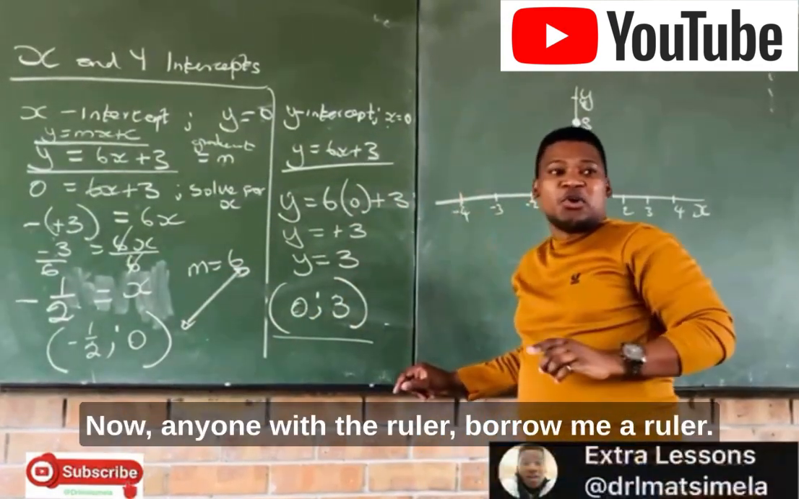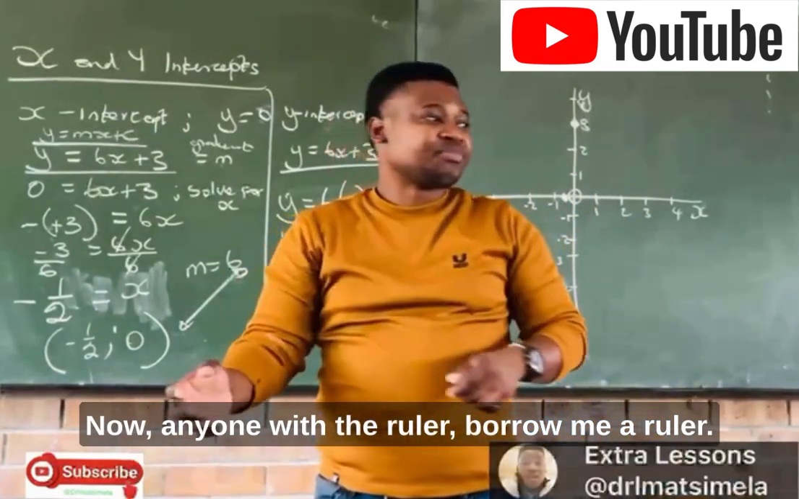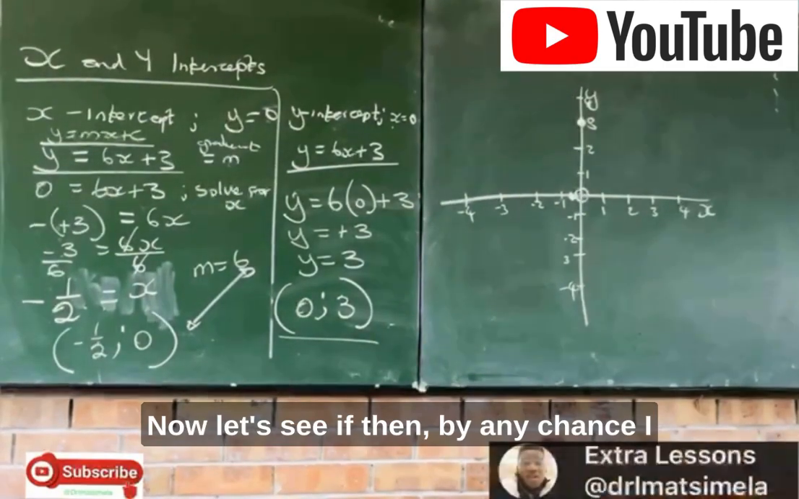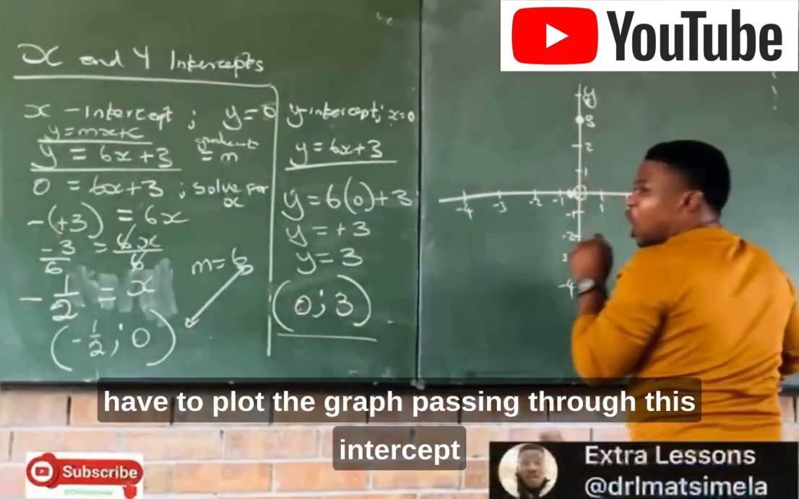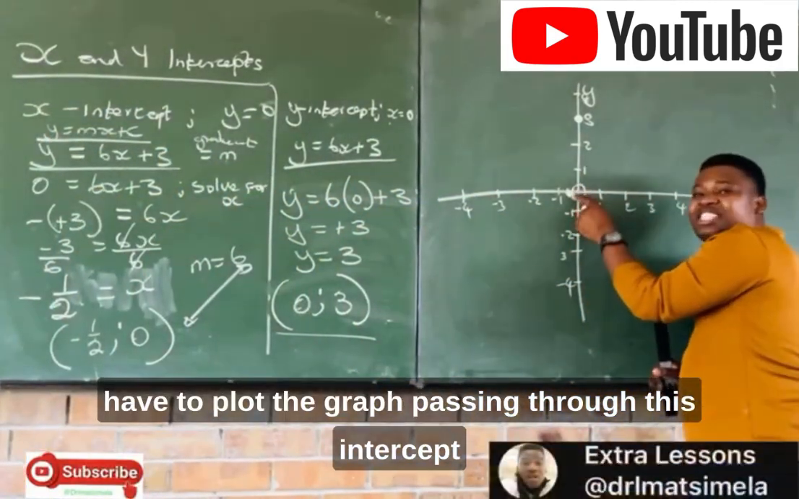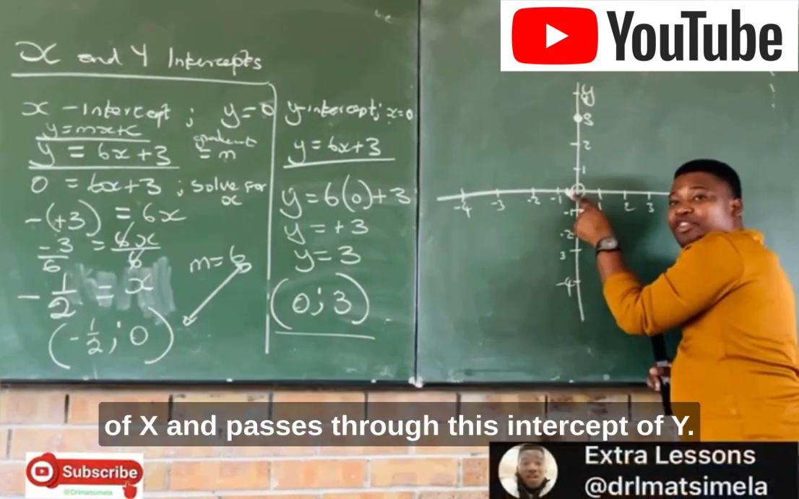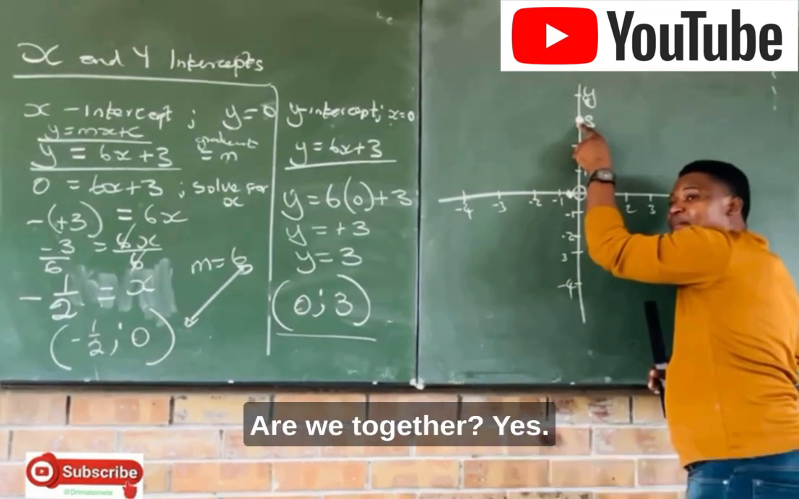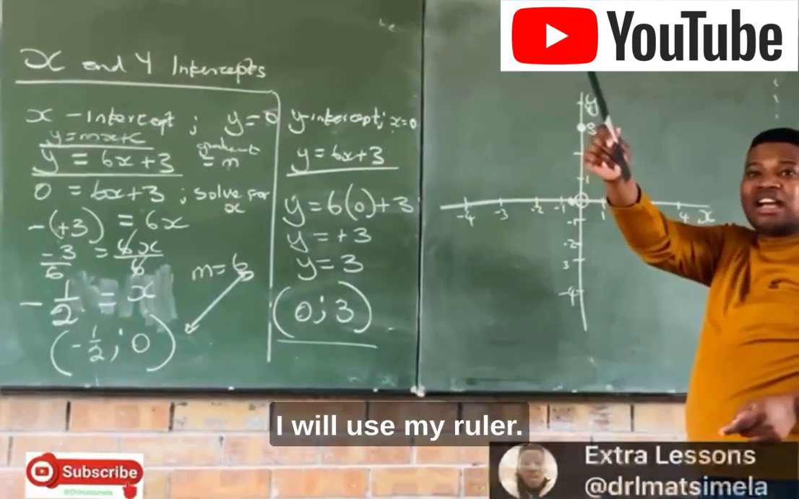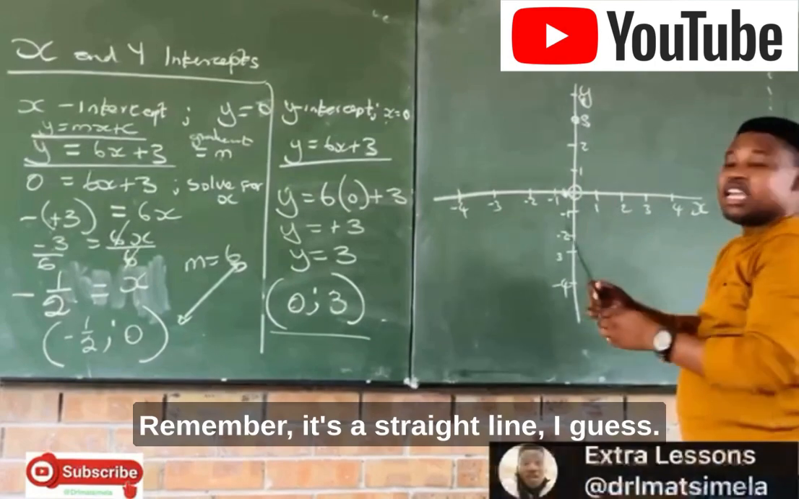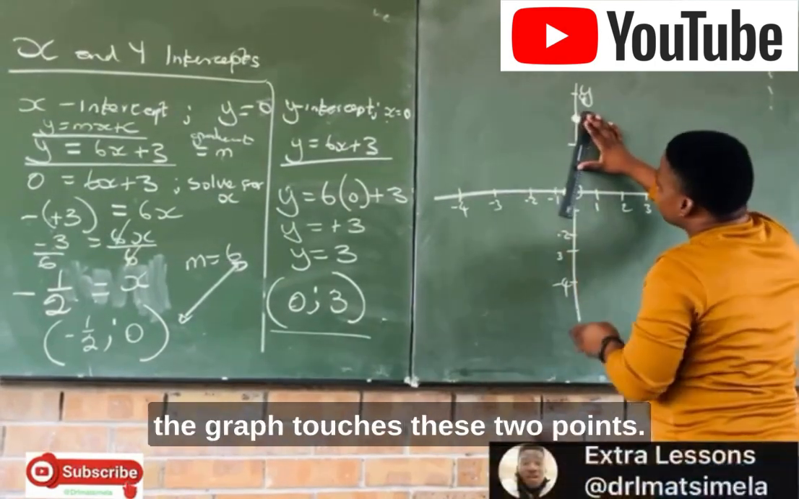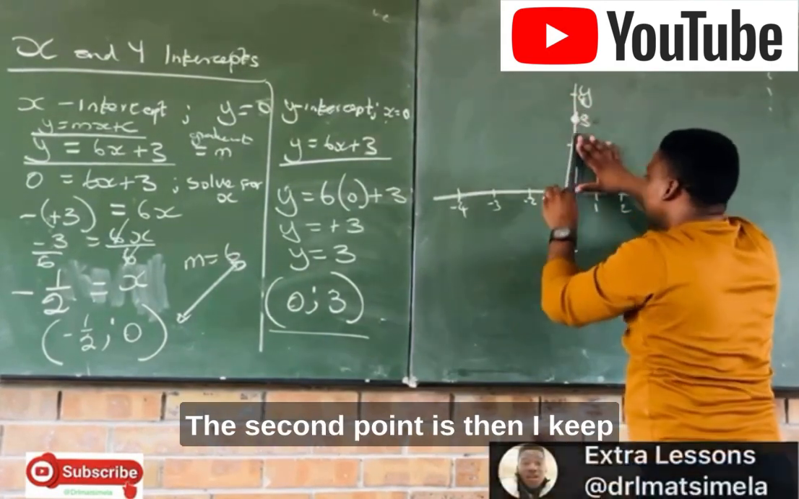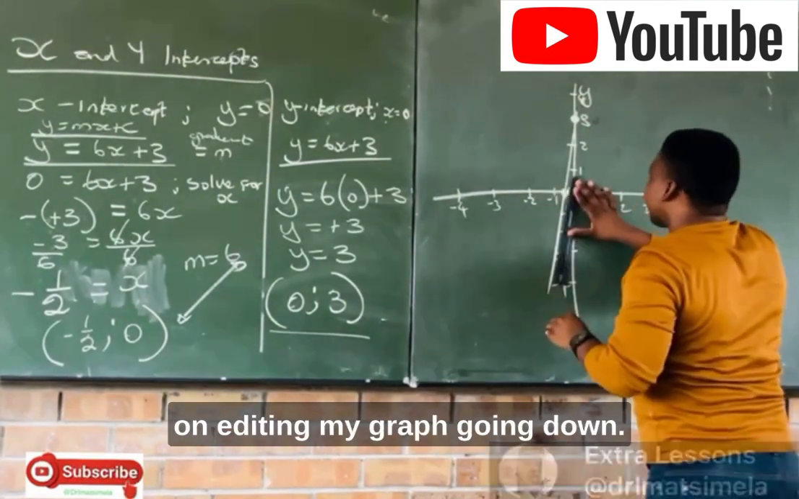Now, anyone with a ruler, borrow me a ruler. If I have to plot the graph passing through this intercept of x and passing through this intercept of y, I will use my ruler. Remember, it's a straight line. I make sure that the graph touches these 2 points, and then I keep on extending my graph going down.